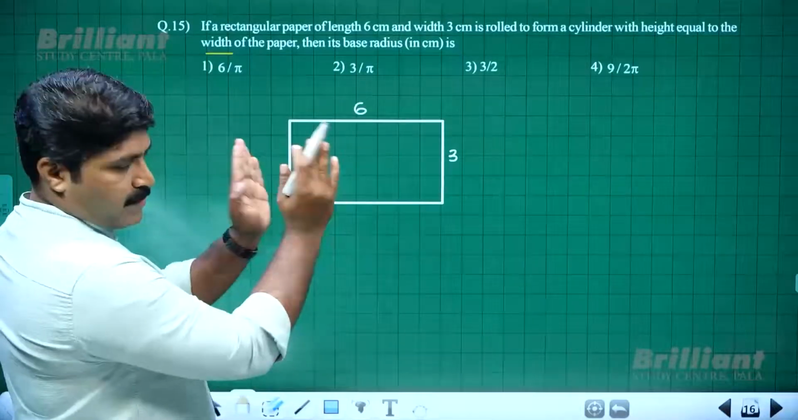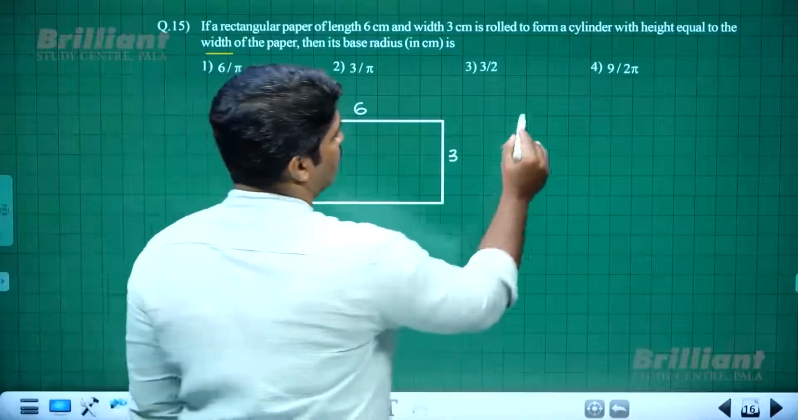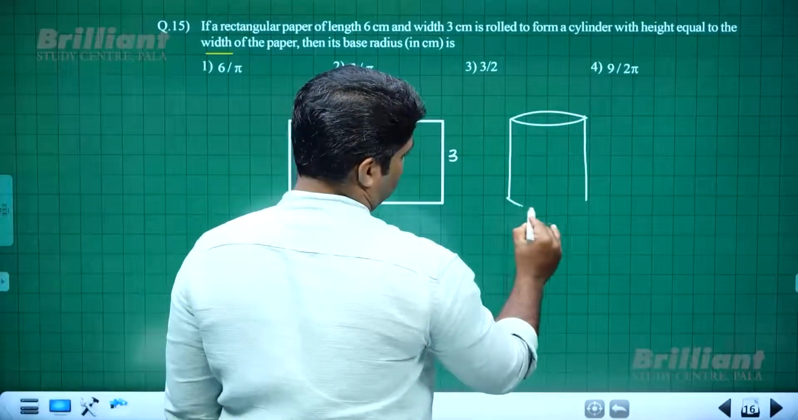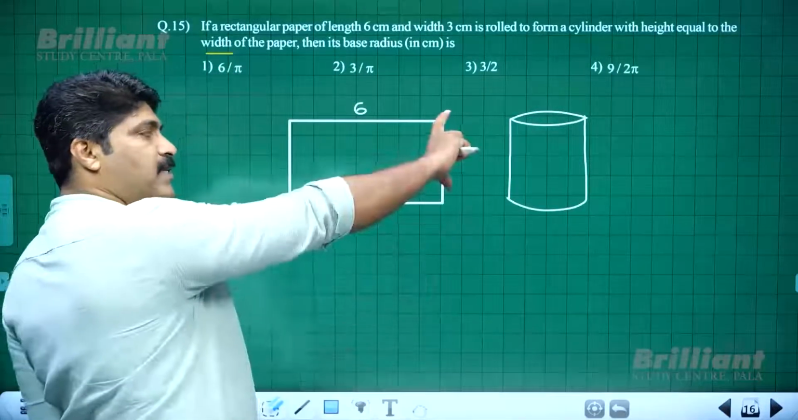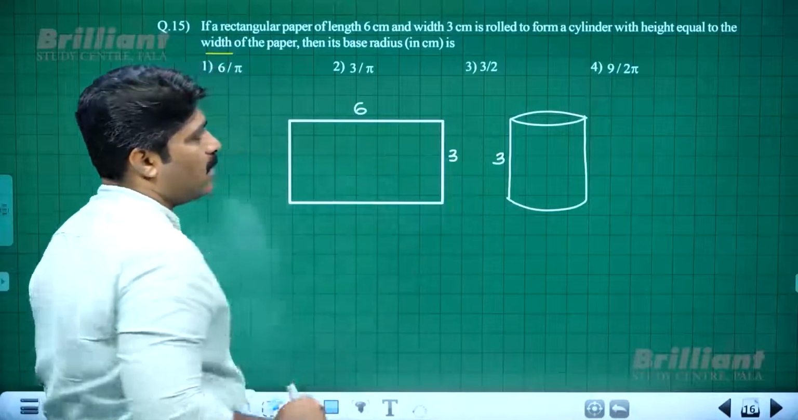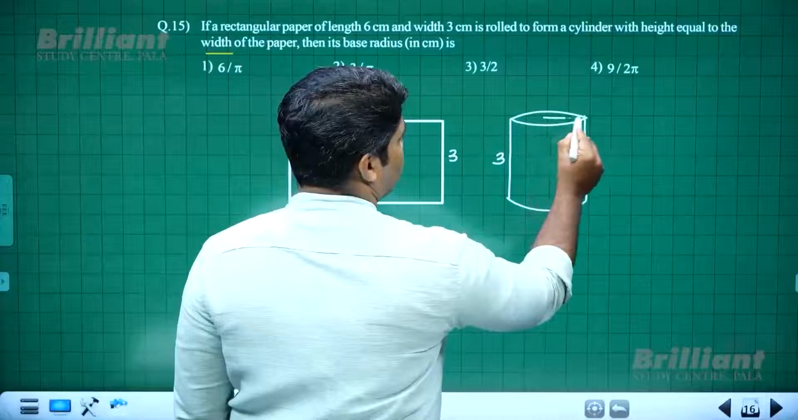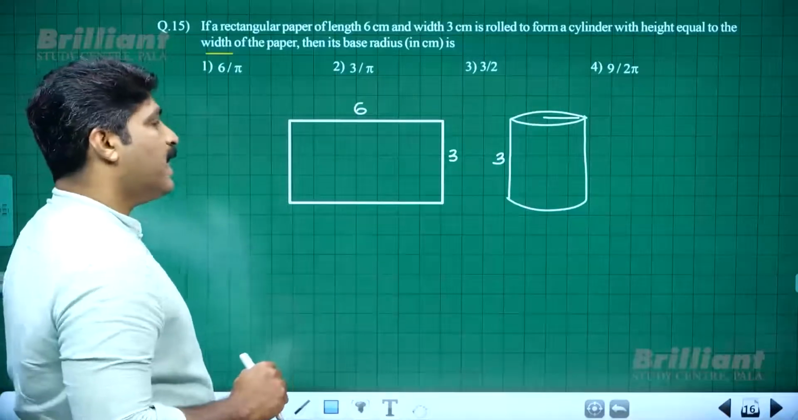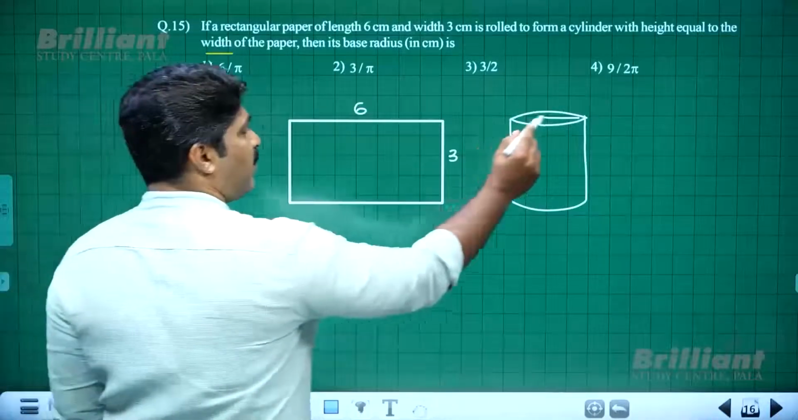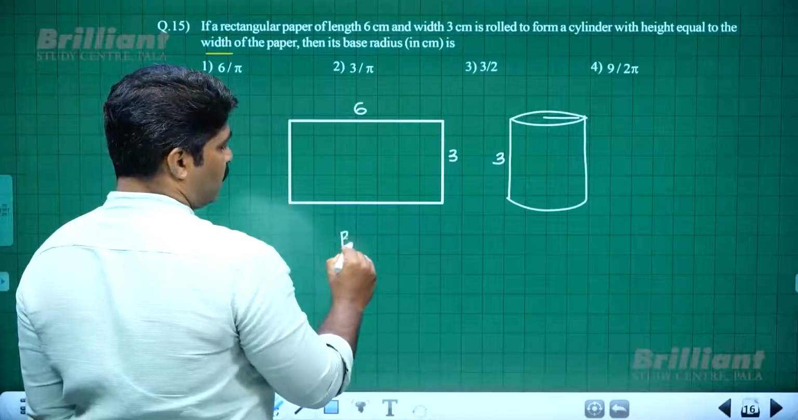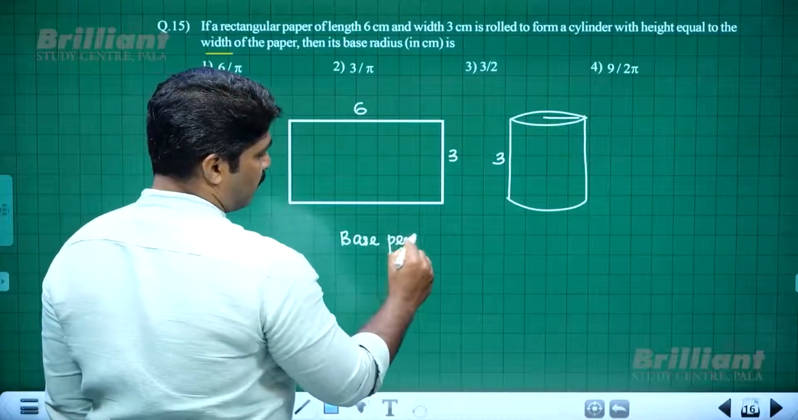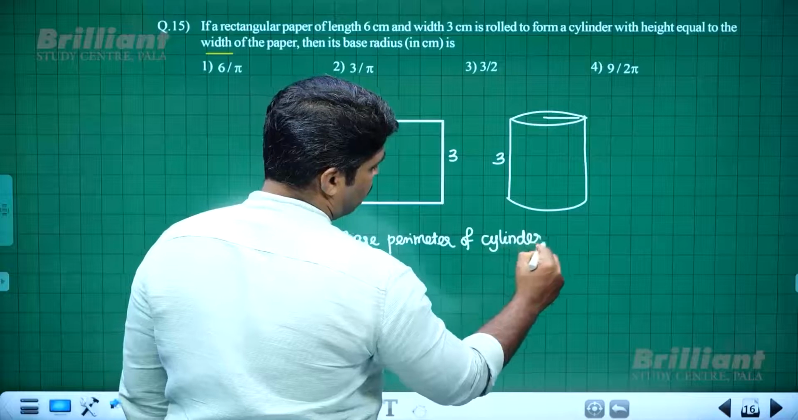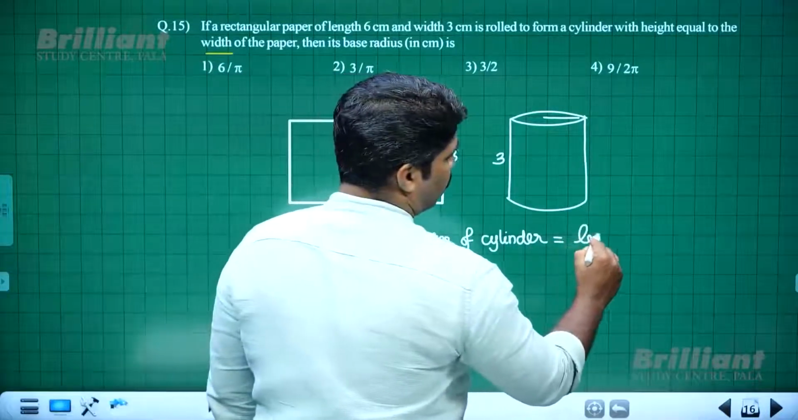So we are rolling this paper to form a cylinder. Then how will that cylinder become? The cylinder will be like this. So this is the cylinder. Here the height of the cylinder is the same as the width or breadth of this paper. So you have to consider the base radius. We know that the base perimeter of the cylinder is the same as the length of this rectangle.